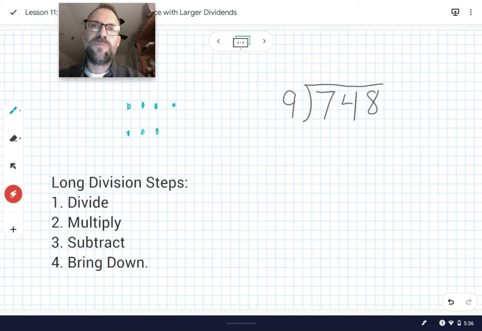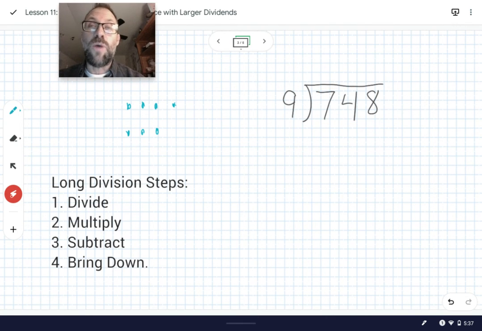So you know what we do? We actually combine the first 2 digits. And now we look at 74. And we ask ourselves, how many groups of 9 are there in 74? And we do that anytime that first digit isn't big enough to divide by our divisor. And 7 is not big enough to divide. Let's combine it up with the second digit. And now we can divide.